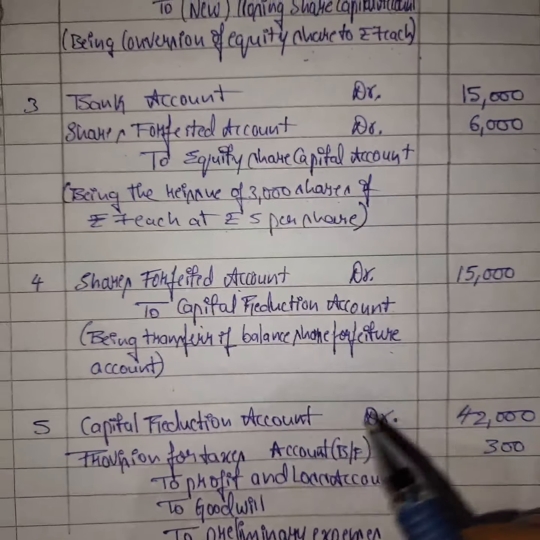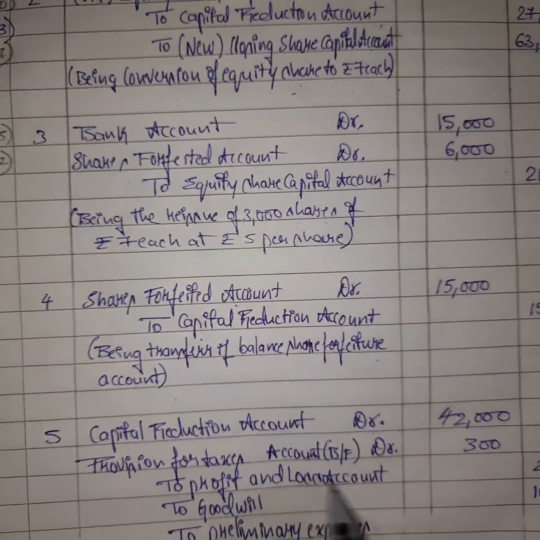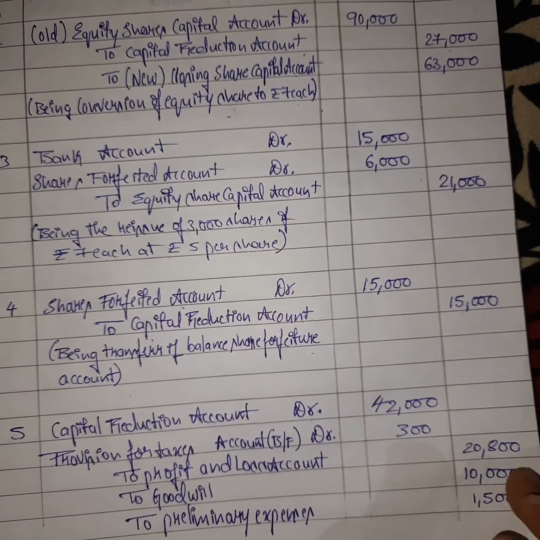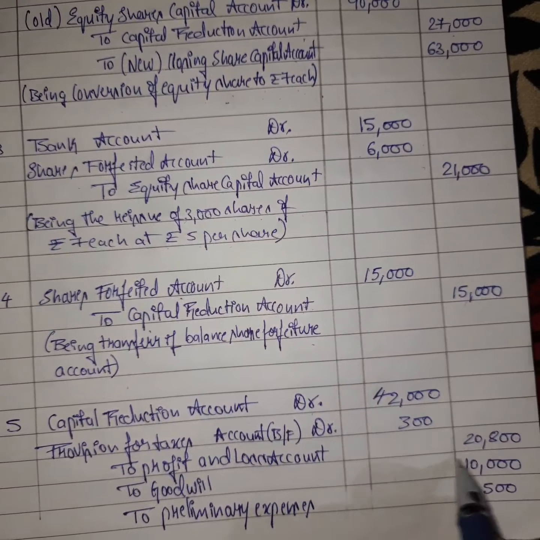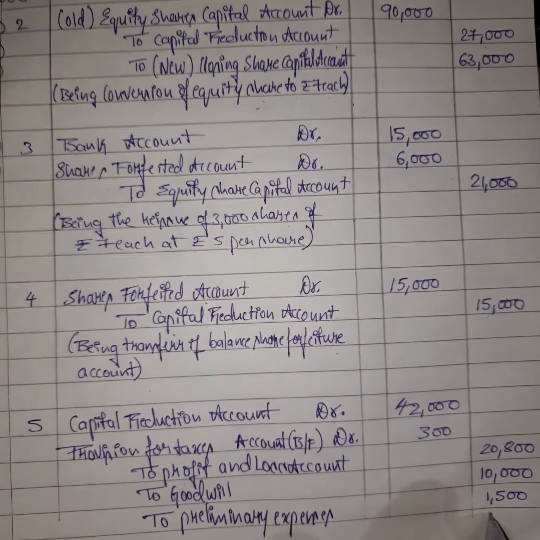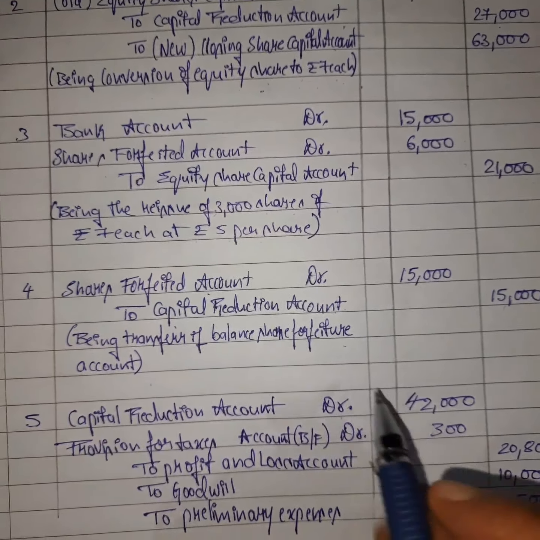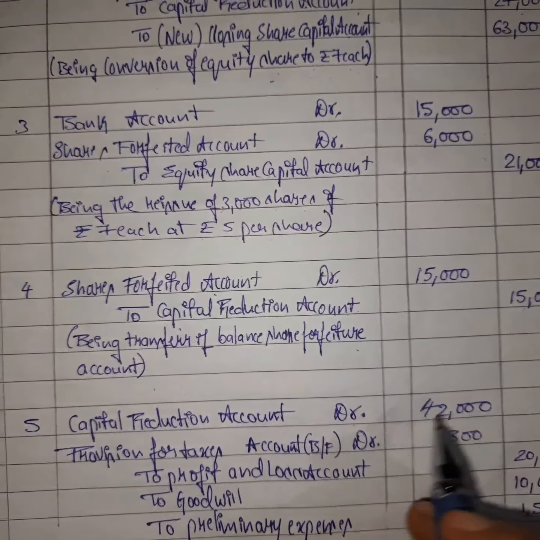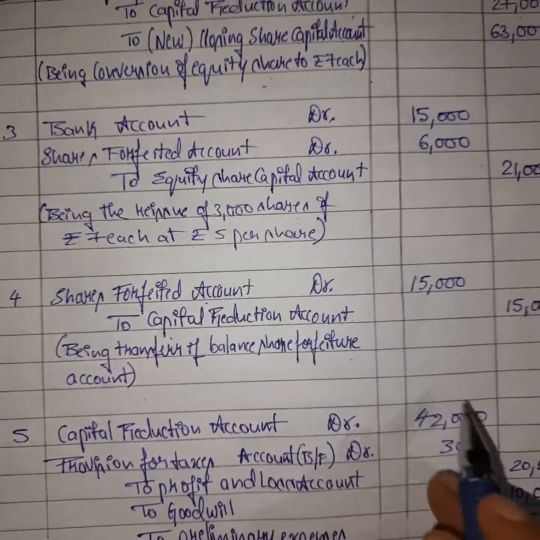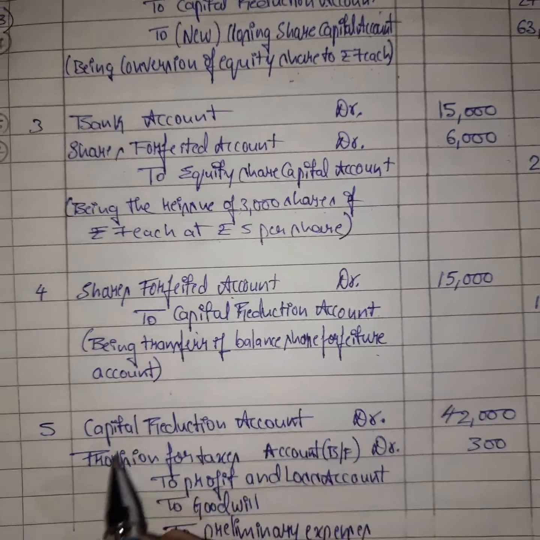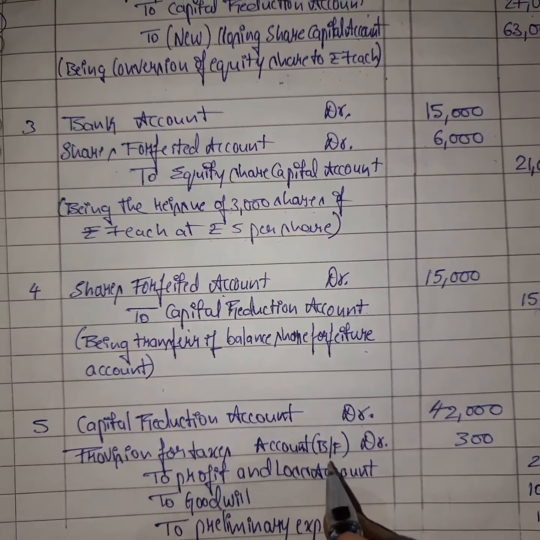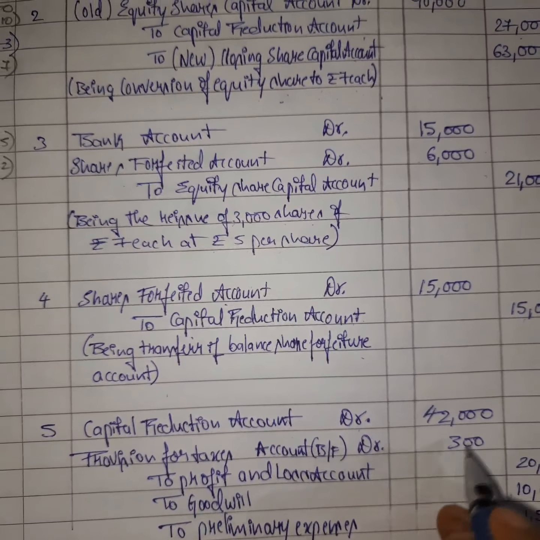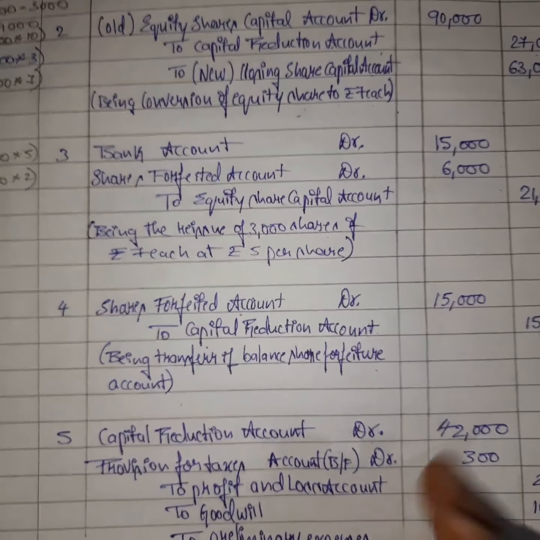They have said that you can use provision for tax. You will be adding up all the amounts 20,800, 10,000, 1,500, machinery 10,000. So if you are deducting from 42,000, there is a balancing figure, means there is a shortage. So the provision for tax account, the balancing figure in the debit side, you will be mentioning 300.